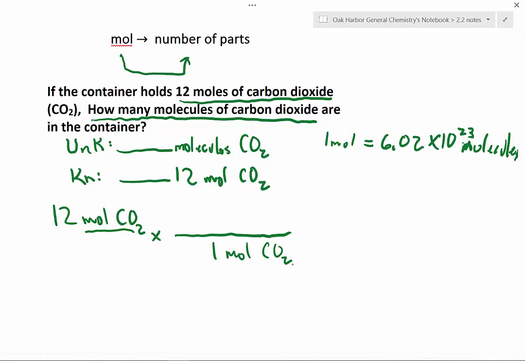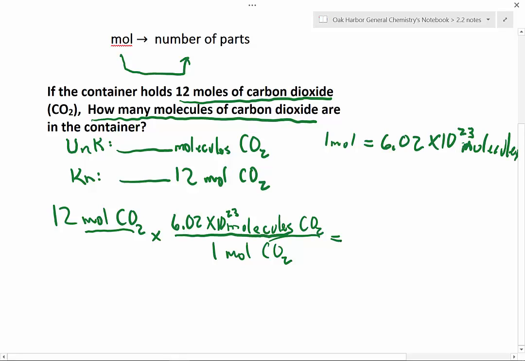Now, you have to remember that mole and molecule are not the same thing. So many students think mole is an abbreviation for molecule. No, it is not. So how many molecules of CO2 are in 1 mole? Well, that's Avogadro's number, 6.02 times 10 to the 23.